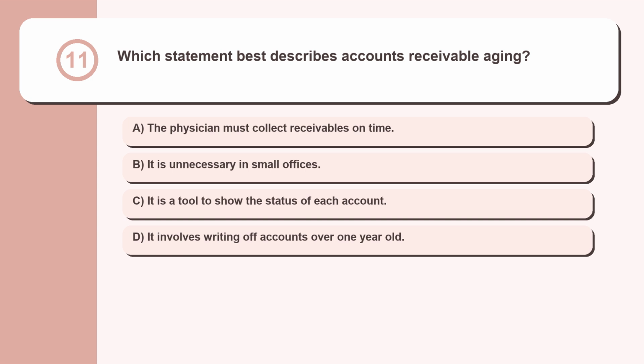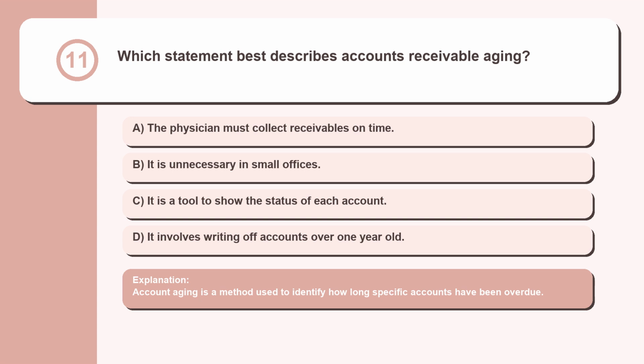Question 11. Which statement best describes accounts receivable aging? Here are your options. Option A. The physician must collect receivables on time. Option B. It is unnecessary in small offices. Option C. It is a tool to show the status of each account. Option D. It involves writing off accounts over 1 year old. Explanation. Account aging is a method used to identify how long specific accounts have been overdue.